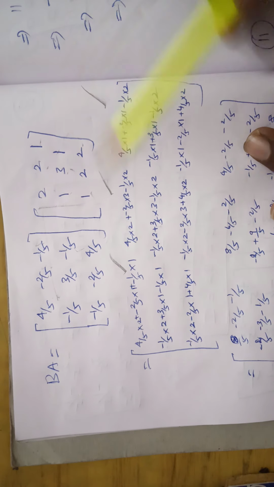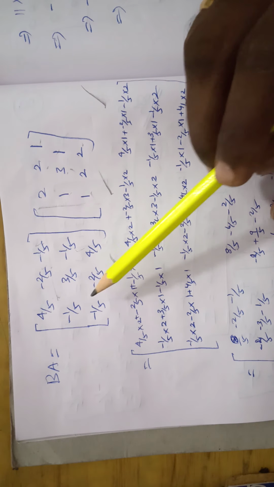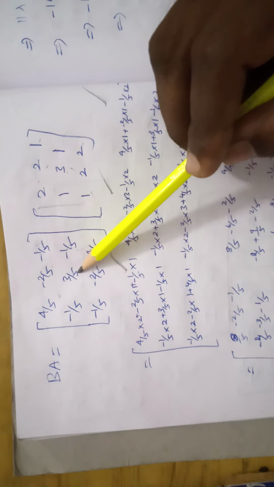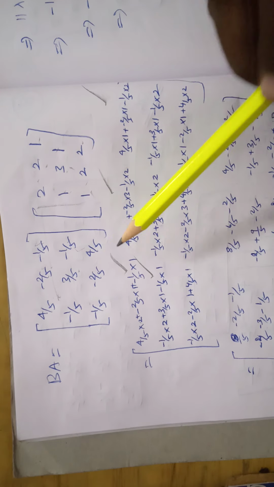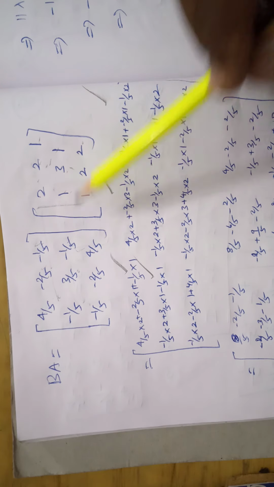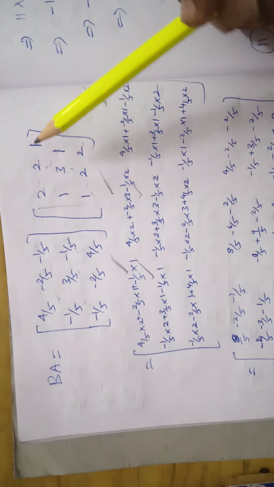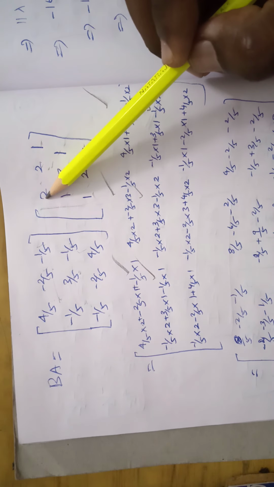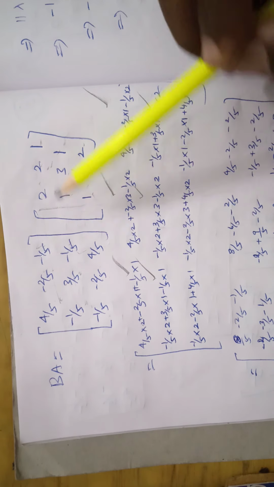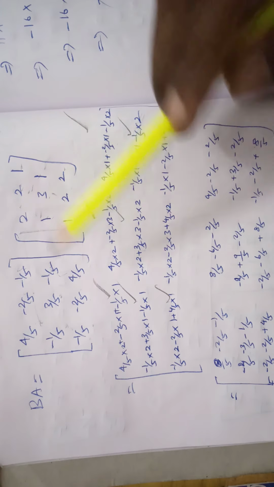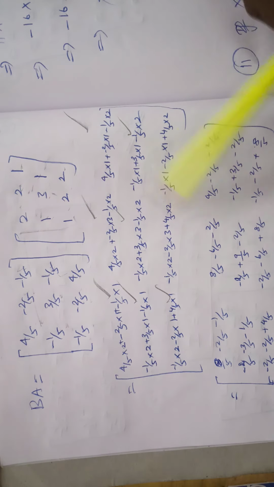Again the second row multiplying first column: minus 1 by 5 into 2, 3 by 5 into 1, and minus 1 by 5 into 1. And minus 1 by 5 into 2, 3 by 5 into 3, and minus 1 by 5 into 2. Last one is minus 1 by 5 into 1, 3 by 5 into 1, and minus 1 by 5 into 2. Okay. Third row: minus 1 by 5 into 2, minus 2 by 5 into 1, and 4 by 5 into 1. Again minus 1 by 5 into 2, minus 2 by 5 into 3, and 4 by 5 into 2.